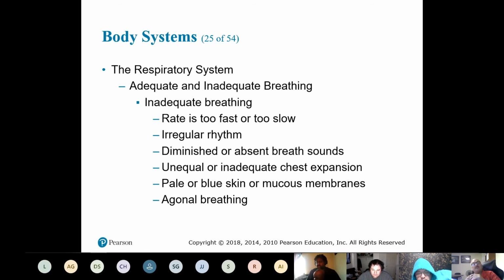Maybe there's something that's causing an irregular rhythm of the breathing. If you listen to lung sounds, you don't hear a lot of air coming in, or even no air coming in.